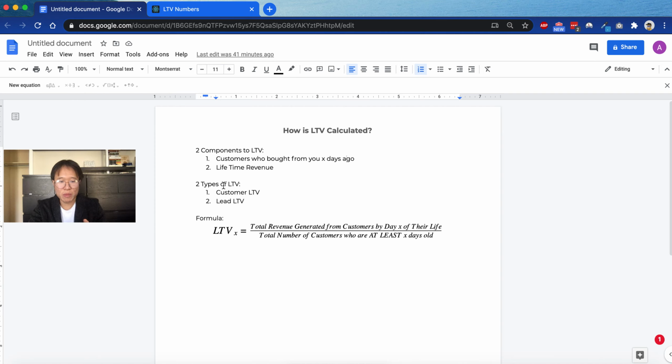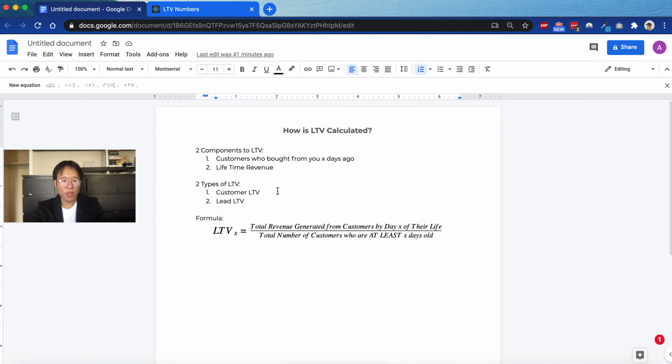Now, there are two types of LTV. There's customer LTV and lead LTV. If we're talking customer LTV, then the components are the customers who bought from you X days ago and the lifetime revenue of those customers. If we're talking lead LTV, then it's the leads who opted in X days ago and the lifetime revenue of those leads. Now, it's important to note that LTV is calculated on certain days, right?